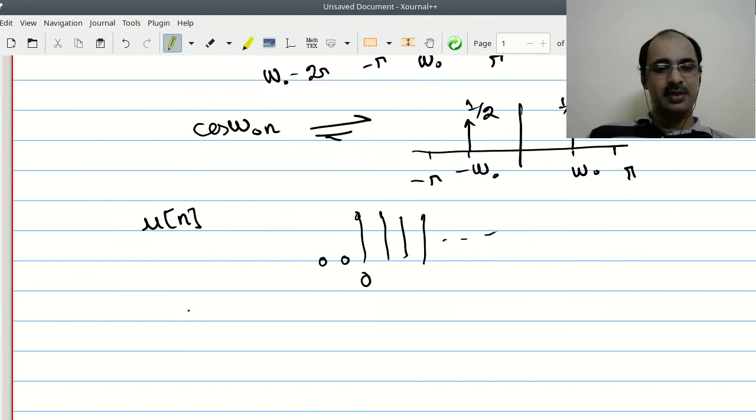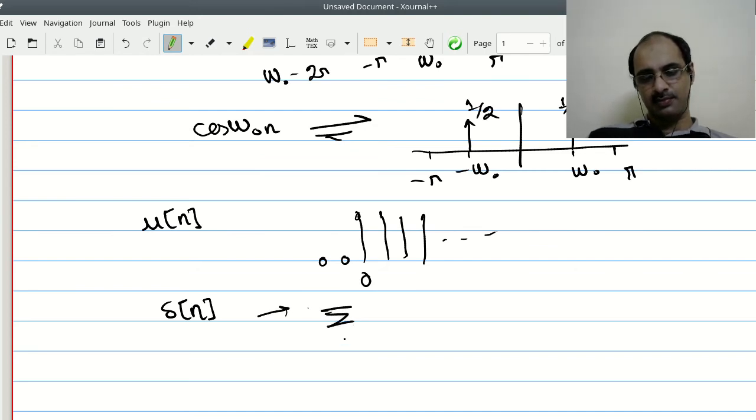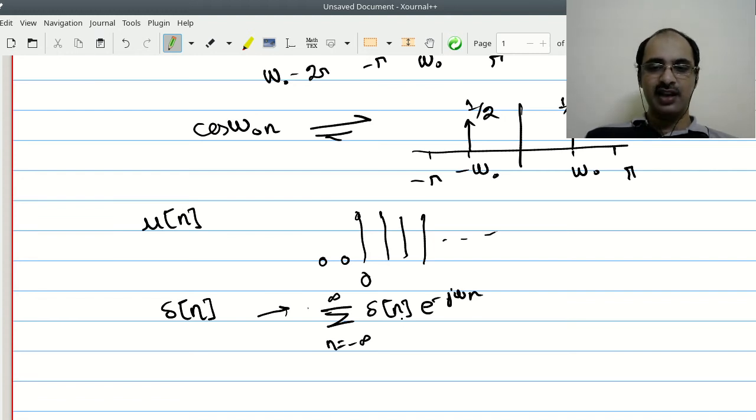Okay, let's start with the DTFT of something simple. Let's say delta n. We plug it into the formula: summation n runs from minus infinity to infinity, delta n e power minus j omega n. Notice that for every value of n this is 0 except n equal to 0, so you get 1.